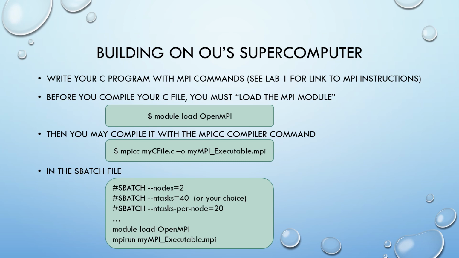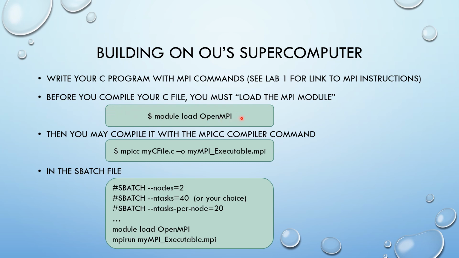This is somewhat documented in Lab 1, so I want you to go back to Lab 1 and take a look at that. However, I thought I would include it here since you're going to write an MPI program for Lab 3. And so what you do is you would write your C program and you would include your MPI commands. And again, Lab 1 is there so that you can go back and look at that. It describes a lot of that.